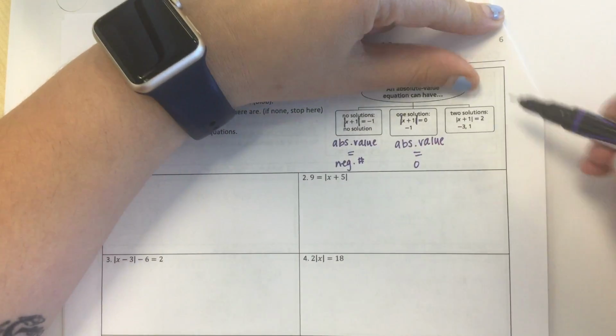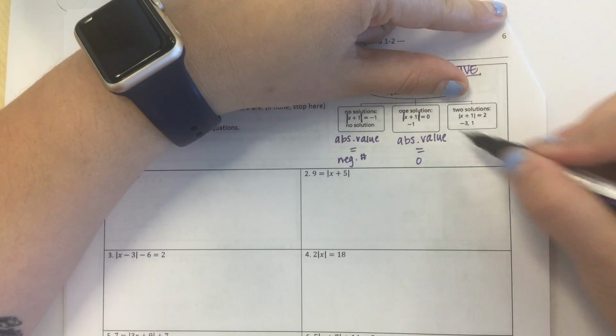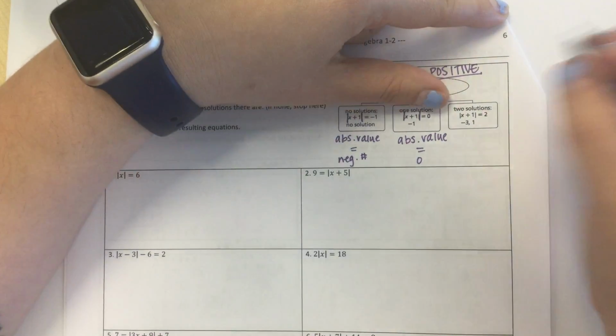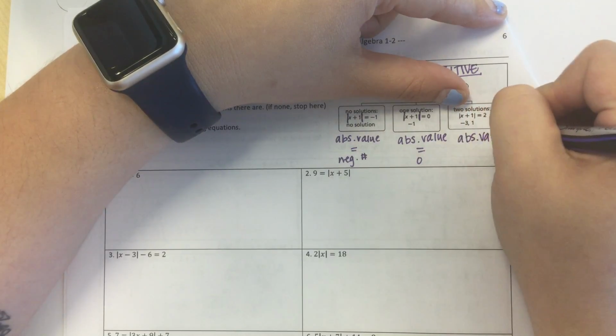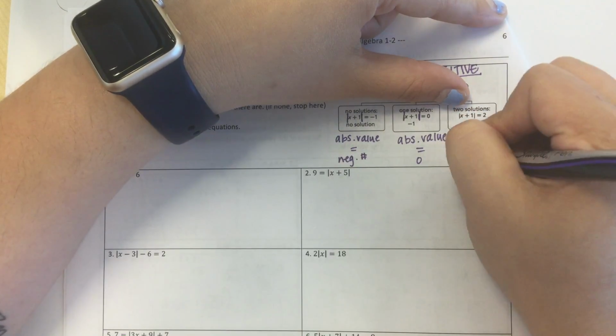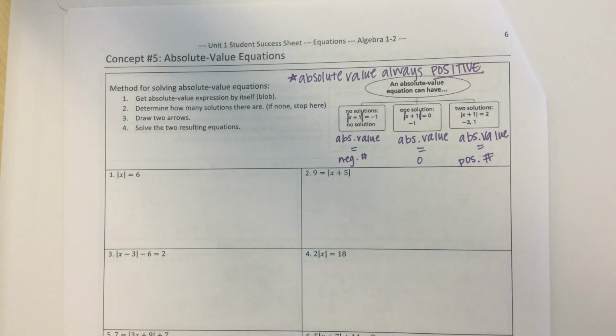Two solutions mean you have an absolute value equals a positive number, and then you would solve the resulting equations, and I will show you how that works. So this one you're going to have absolute value equal to a positive number. That is how you can tell how many different solutions your absolute value equation has.